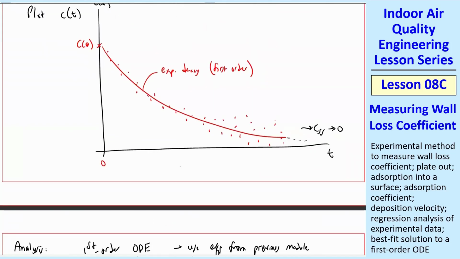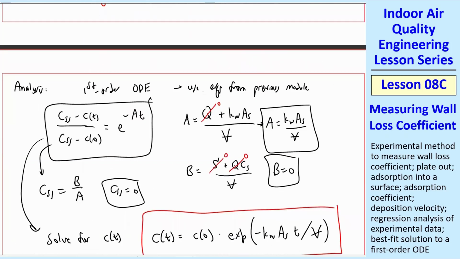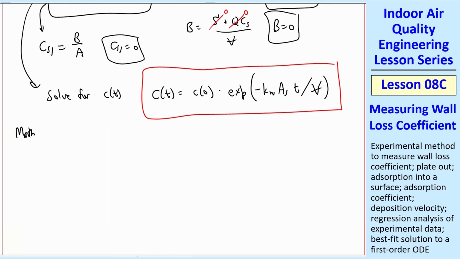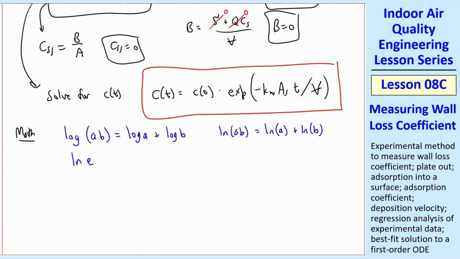Now the problem is when you have experimental data, you need to do some kind of curve fit to this equation, and that looks like a challenging thing to do, but we can turn this into a straight line. First, I'm going to recall some math equations. Log of AB equals log A plus log B. This works for natural logs too. Natural log AB equals natural log of A plus natural log of B. Natural log of e to the something, let's call it Z, is equal to Z itself.